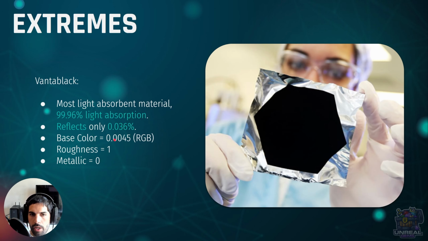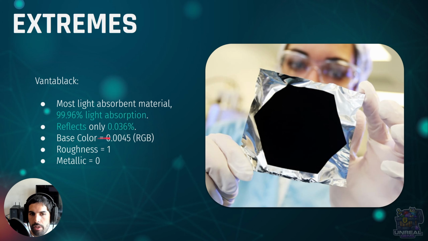So to end the video, I want to leave you with some words of advice, and it is to avoid the extremes when you are creating PBR materials. In this case, you can see here Vanta Black, which is a lab created material with carbon nanotubes. It absorbs 99.96% of light, so it is the most light absorbent material. It reflects only 0.036% light, and even this is not an absolute zero.